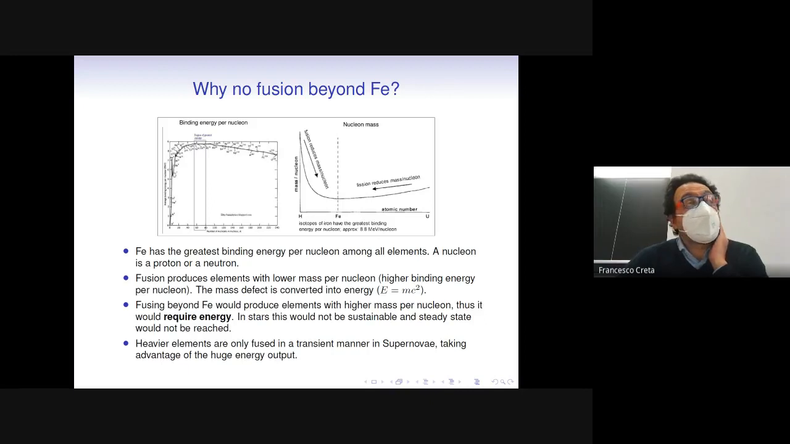And the rest is essentially energy. So you see that in fusion reactors, you're going from left to right here. In fission reactors, you're going from right to left. And iron is right here, split in the middle. So iron is really the limit.